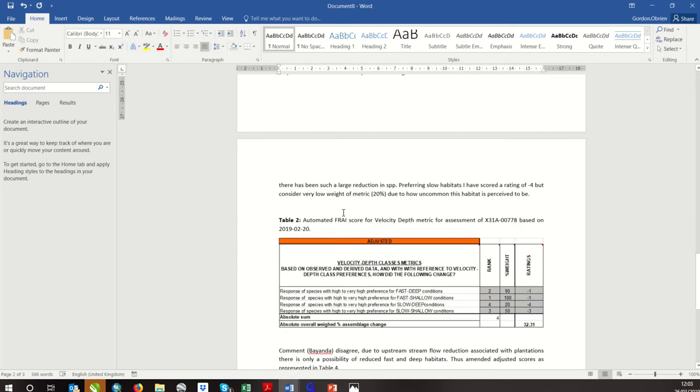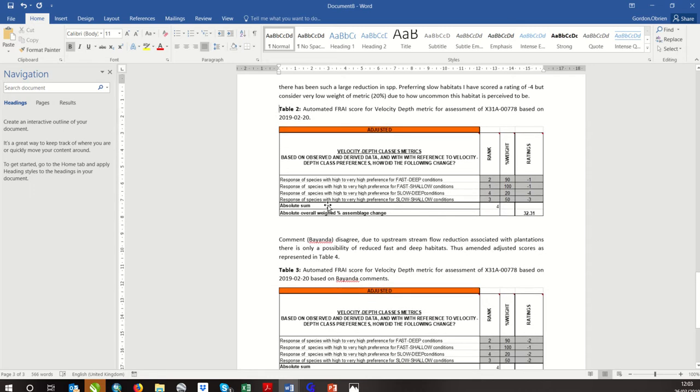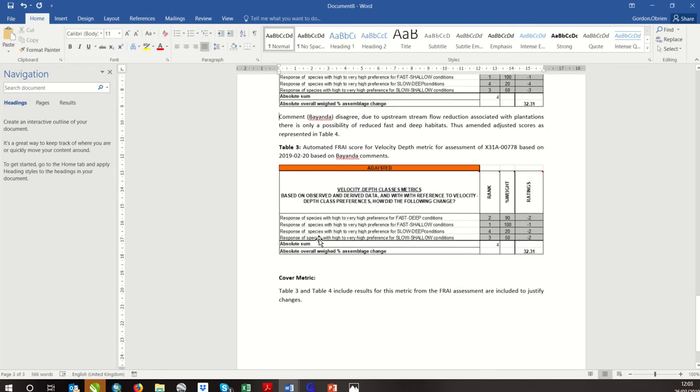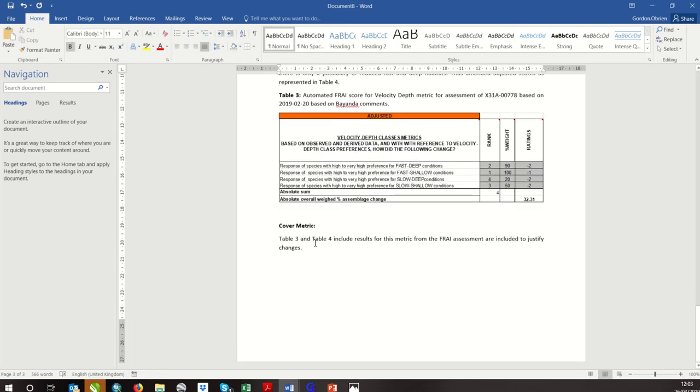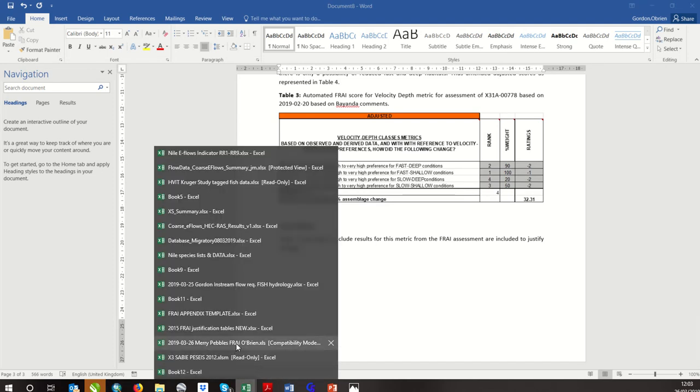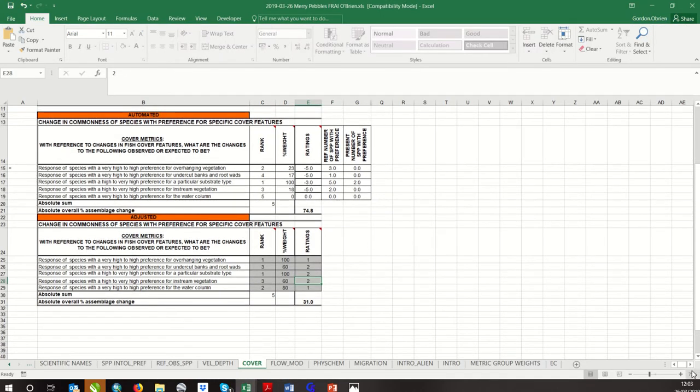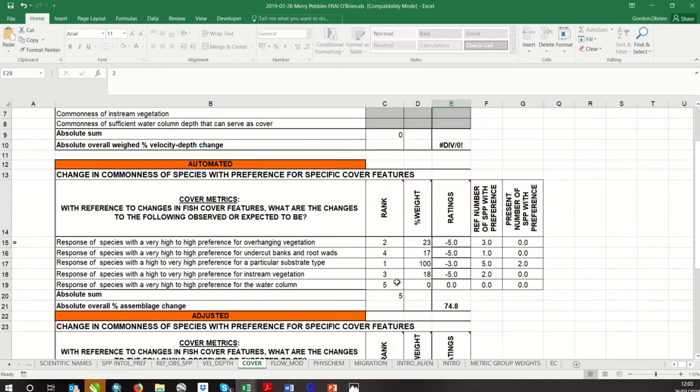You see that? Because you've got to start, then you get table 2, then you get table 3. Do you understand? Trying to do it properly. Table 3 and 4. Now we move to the cover metrics, guys. So let's have a look quickly. So again, what's happened here is this is our automated score, and you can see that the cover metrics are also considered to be a massive problem.